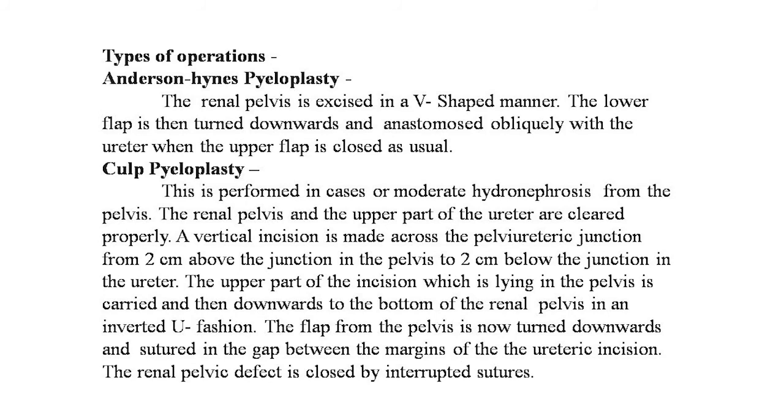The renal pelvis is excised in a V-shaped manner. The lower flap is then turned downwards and anastomosed obliquely with the ureter, while the upper flap is closed as usual. Second is the Culp pyeloplasty.